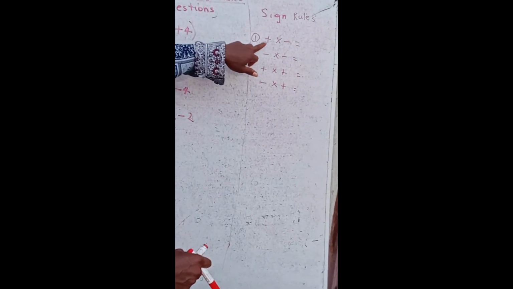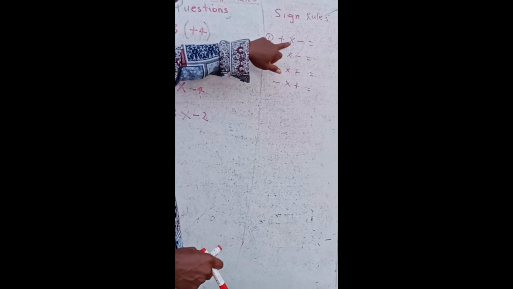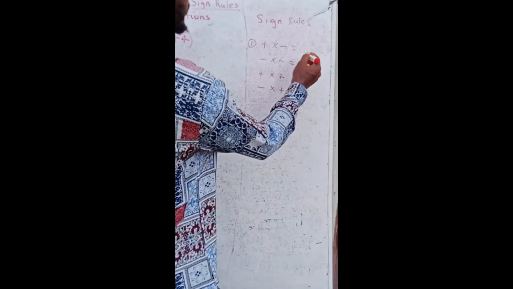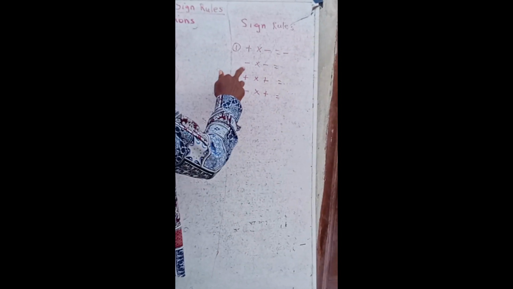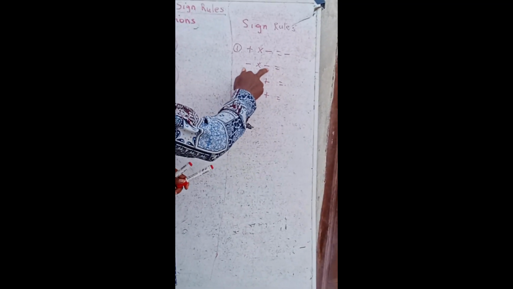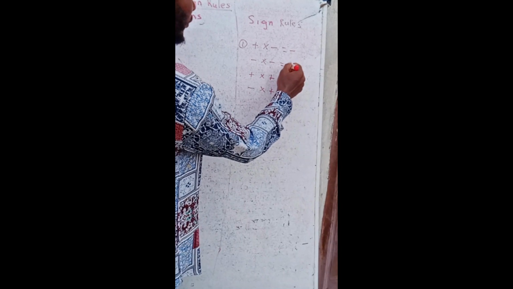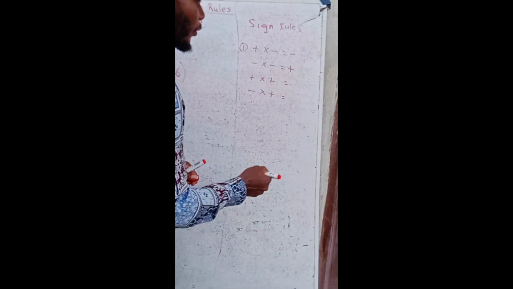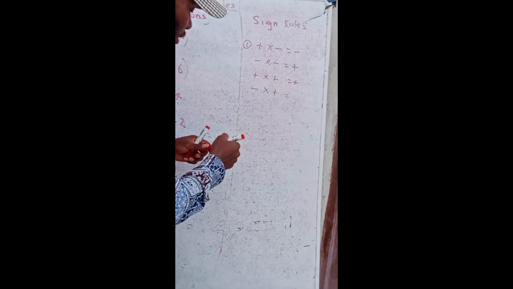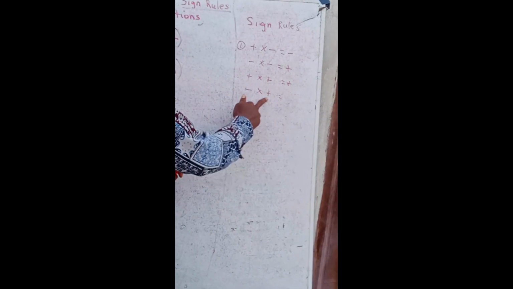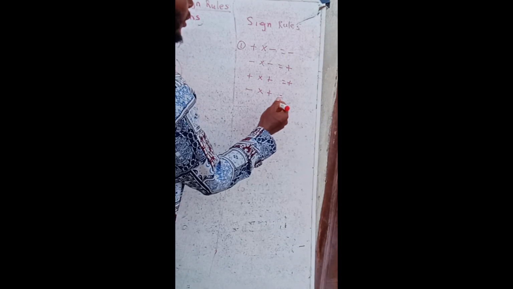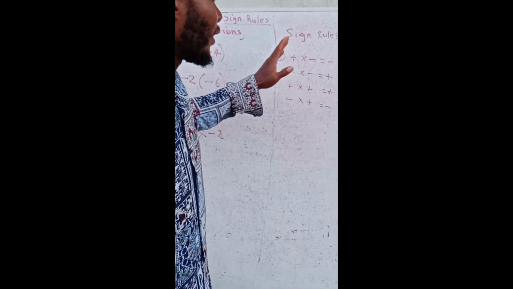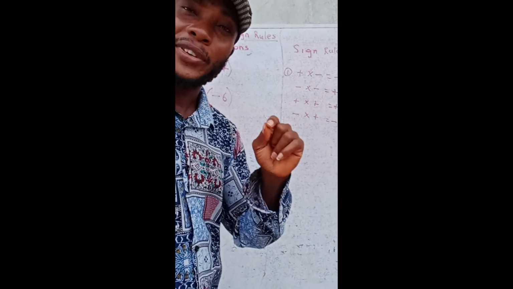When plus times minus, the result is minus. When minus times minus, the result is plus. When plus times plus, the result is plus. And when minus times plus, the result is minus.